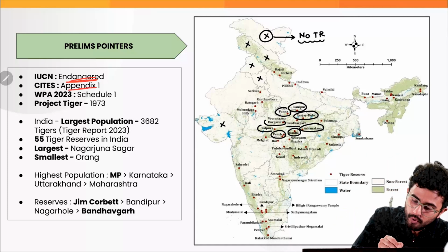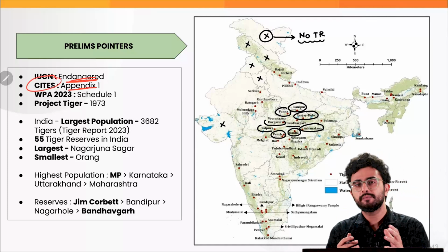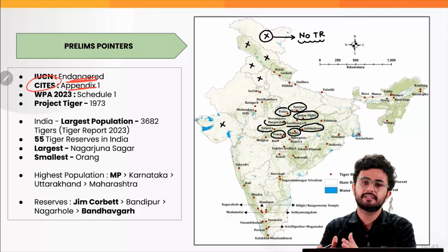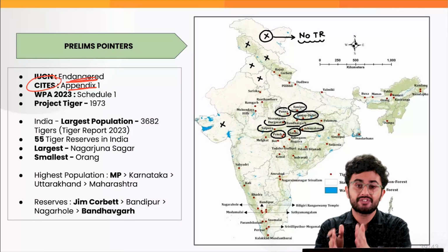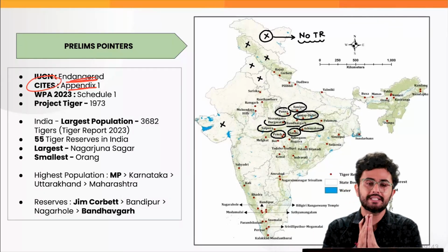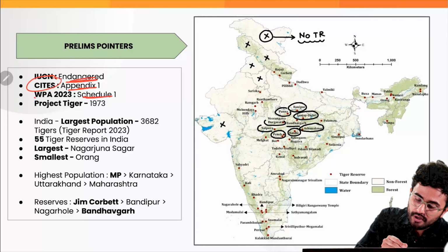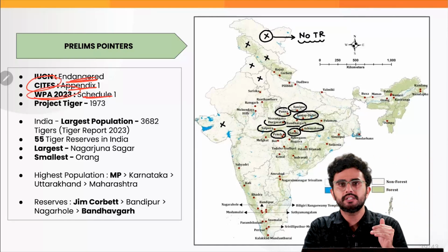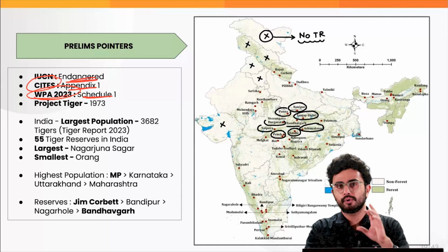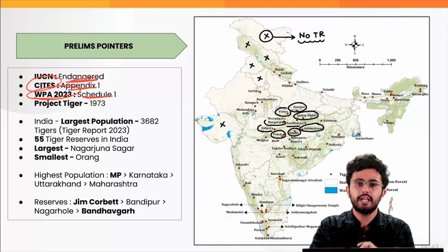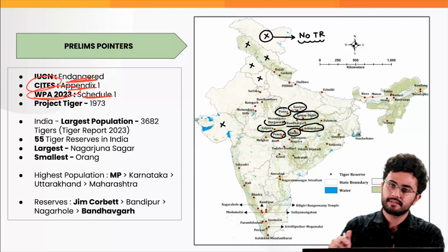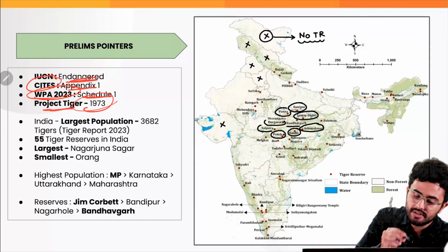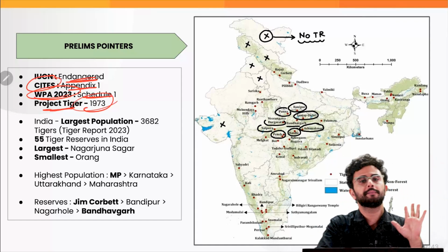It is in Appendix 1 of the CITES list, which basically means that any kind of trade in this tiger is regulated at a very strict level among the international bodies, and it is in Schedule 1 of the Wildlife Protection Act. The major reason was the staggering decline in the tiger population in our country, and that is why, to protect and conserve them, Project Tiger was launched in the year 1973.